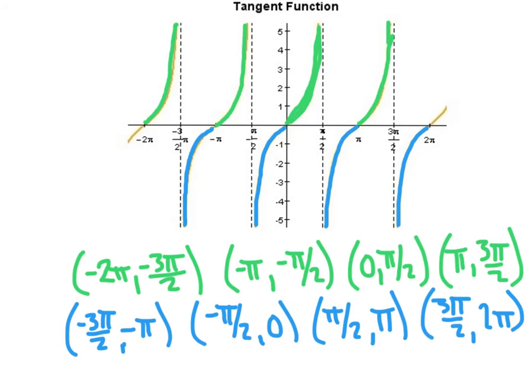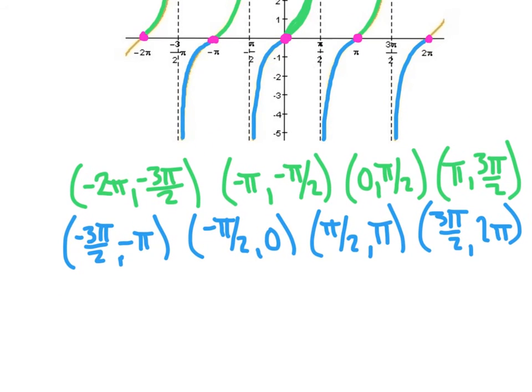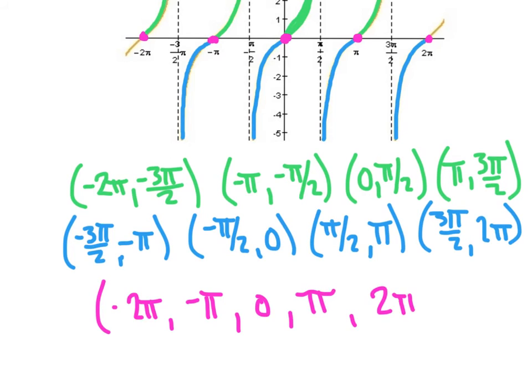Alright, now for the points of inflection. Points of inflection would be right here where we change concavity, where we made that switch or transition from being concave up to concave down and vice versa. And those just ironically happen to coincide with the zeros. That's not true for all functions, but ironically it is true for the tangent graph.